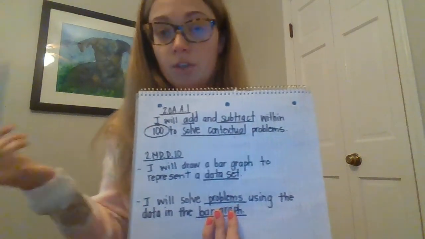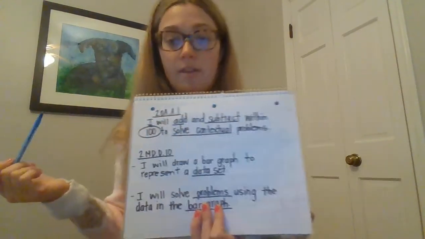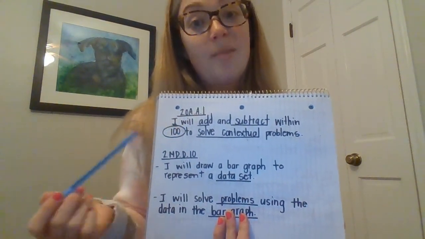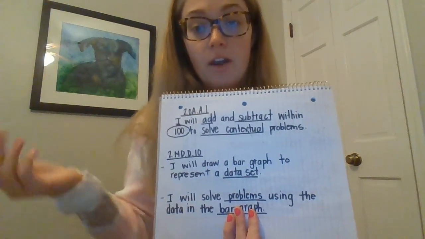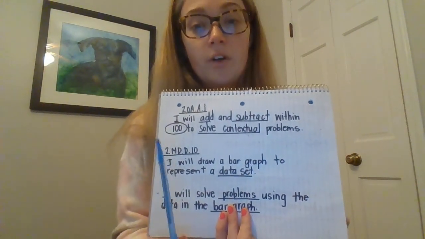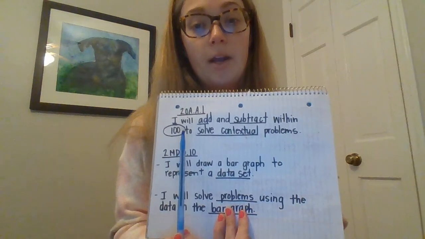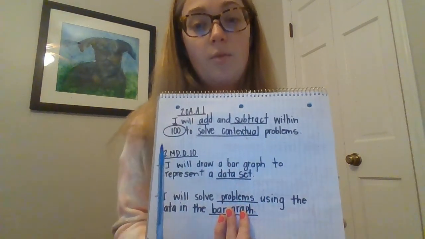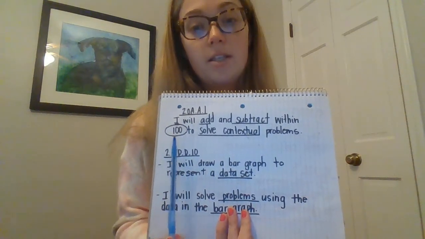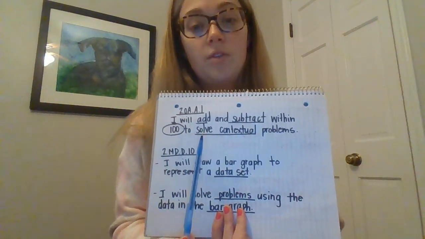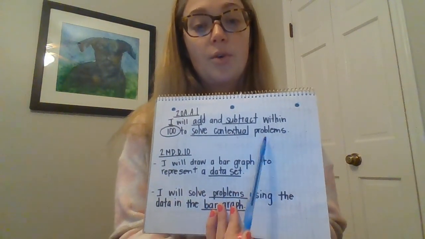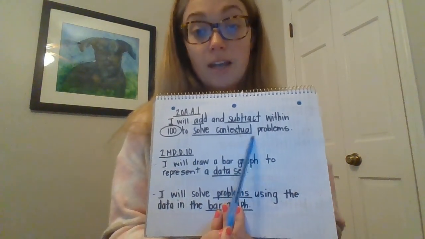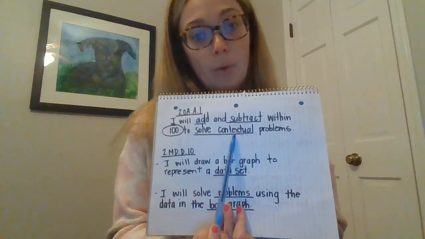So today we're just going to go ahead and start with what we're going to know by the end of today. Today we are going to focus on just some adding and subtracting, some fluency at the very end of the video. So our first know for the day is I will add and subtract within 100, so we're only going to be dealing with 3-digit numbers to solve contextual problems. So the reason I underlined solve contextual is because that means the word problems.